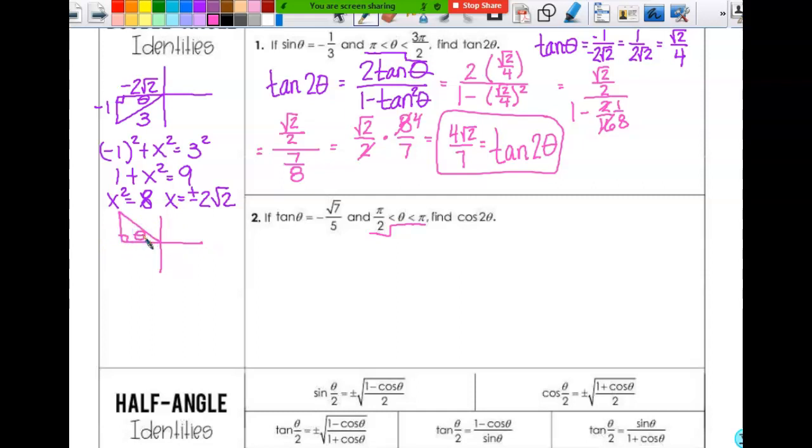So there's my angle. Tangent is opposite over adjacent, so that is square root of 7 right here and 5 right here. Then I have to decide which one is negative. Well, if I'm in quadrant 2, it's the x value that's negative, not the y value. Then I'm going to need to find the radius here. So I'm going to do Pythagorean Theorem again. Square root of 7 squared plus negative 5 squared equals r squared. 7 plus 25 equals r squared. So r squared equals 32. R equals plus or minus 4 square root of 2.